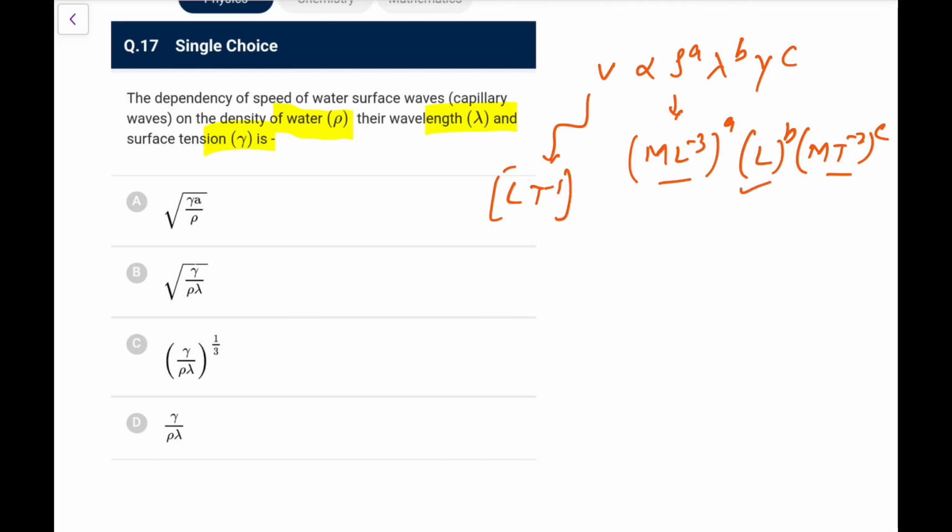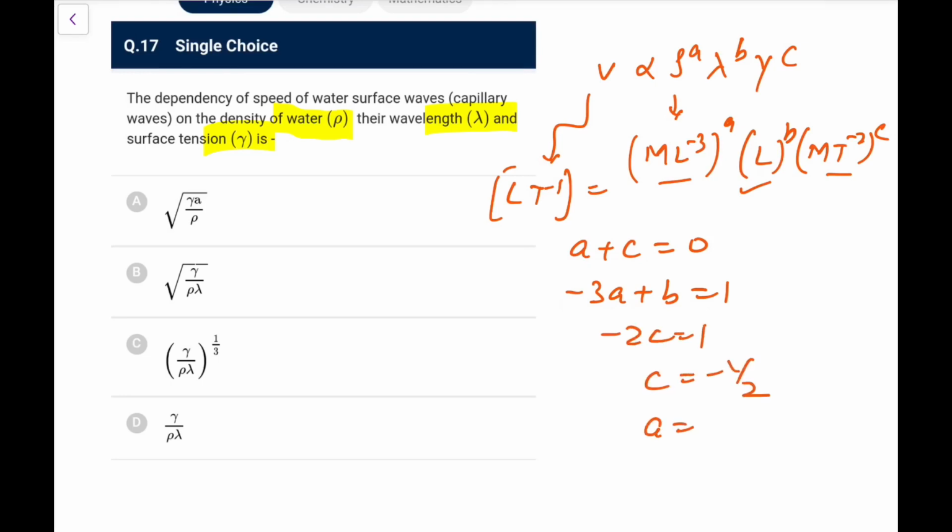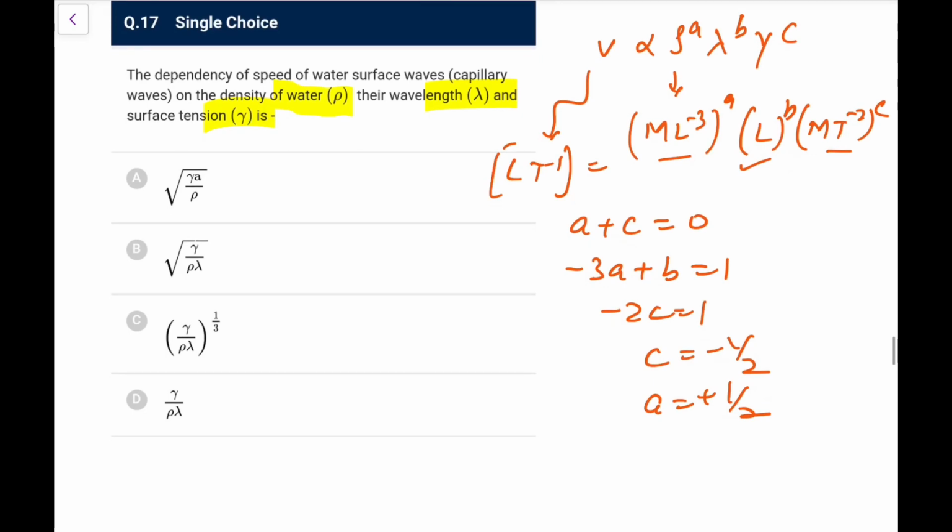If I go by this logic, first of all let me solve it, that would be better, no point in guessing. So first I get a plus c equal to 0, the L coefficient would be minus 3a plus b equal to 1, and minus 2c is equal to 1. So c comes out as minus half, a comes out as plus half, and now you have got the answer. The b will come out as 1 minus half. So only a is plus half, that is rho will be above and the rest two would be downward. So option B will be the answer.